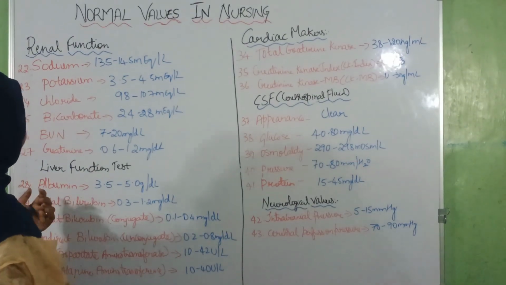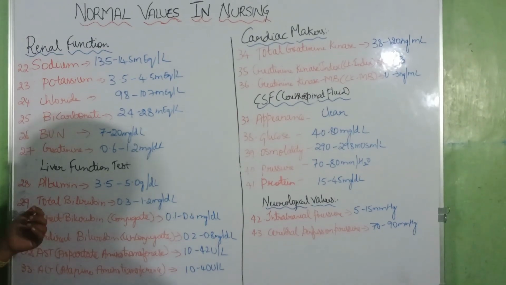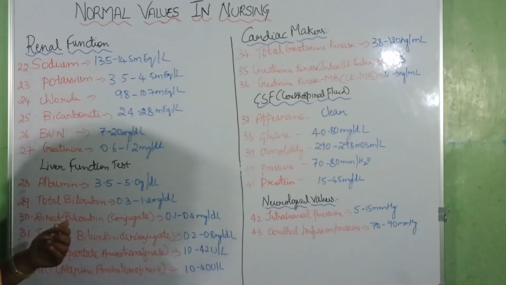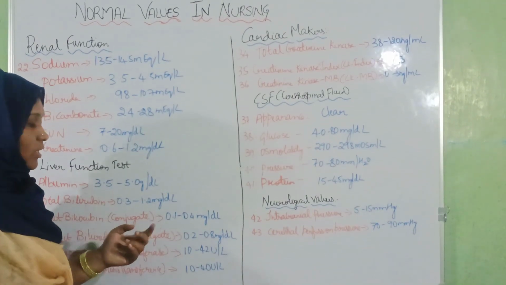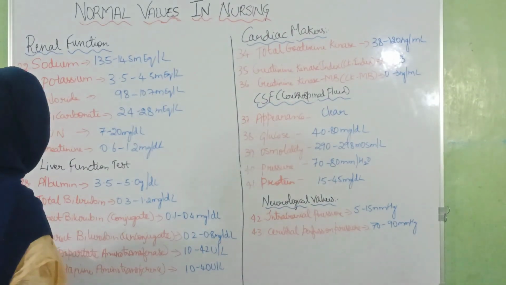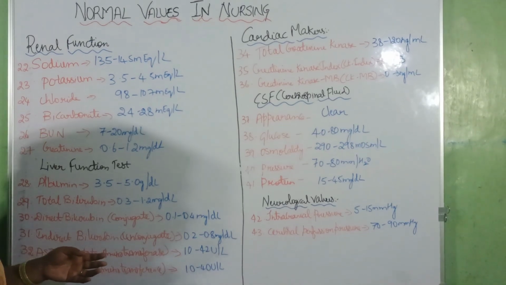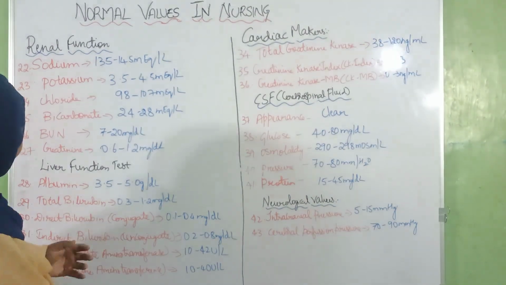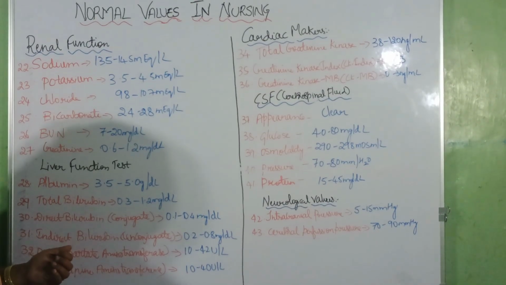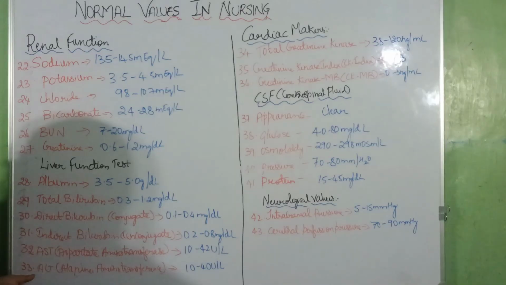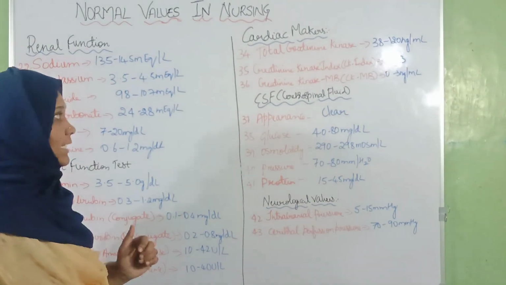So next coming to the liver function test, in that albumin, the normal albumin level is 3.5 to 5 gram per deciliter, and total bilirubin, that is 0.3 to 1.2 milligram per deciliter. Direct bilirubin, that is conjugated, it is 0.1 to 0.4 milligram per deciliter. Indirect bilirubin, that is unconjugated bilirubin, the normal value is 0.2 to 0.8 milligram per deciliter. AST, that is aspartate aminotransferase, that normal value is 10 to 42 units per liter. ALT is alanine aminotransferase, that normal value is 10 to 40 units per liter.